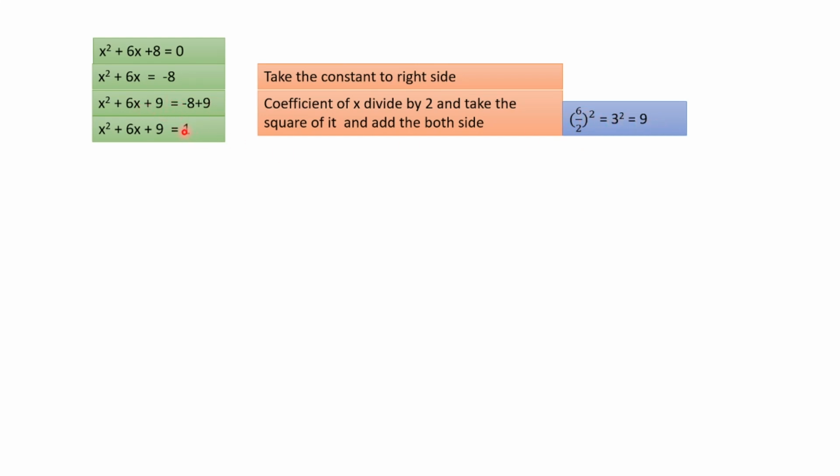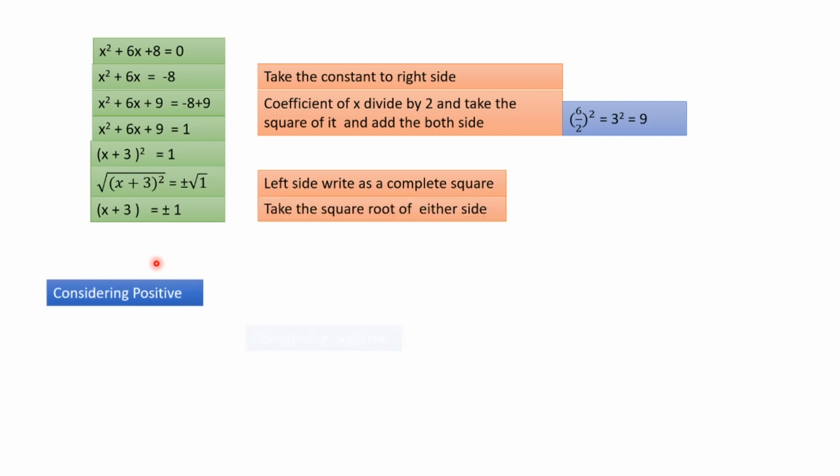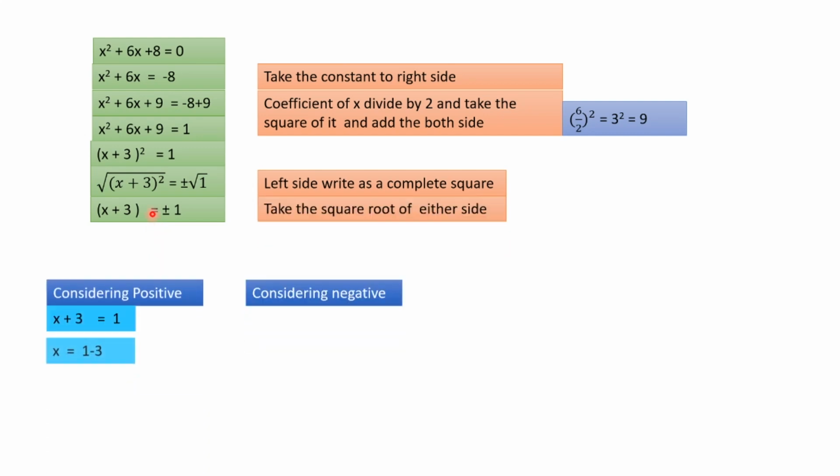So on the right side it comes to 1, and the left side trinomial you can write as x plus 3 squared. Then get the square root of that side. Finally you can take x plus 3 equals plus or minus 1. Then you have to consider positive as well as negative. Positive meaning you just take the positive value, then you can build the equation. In the other way you have the negative value, you can build the equation. This is a very simple equation, it comes in grade 6, you can solve it easily.